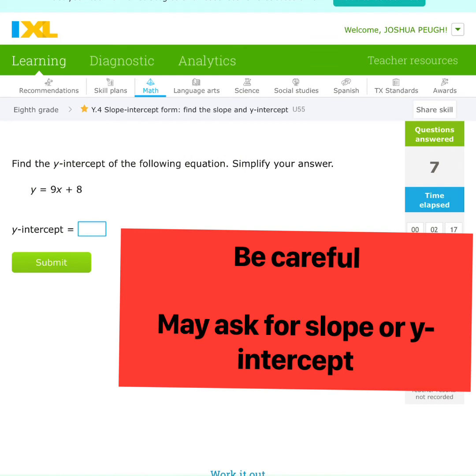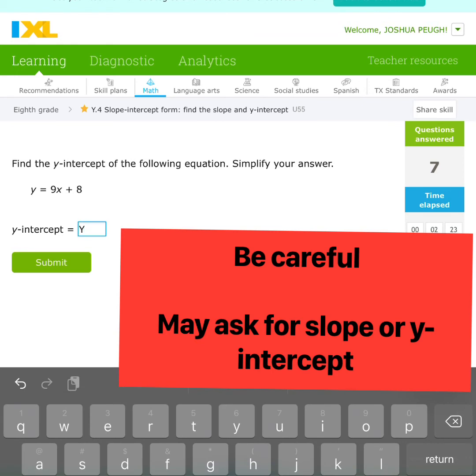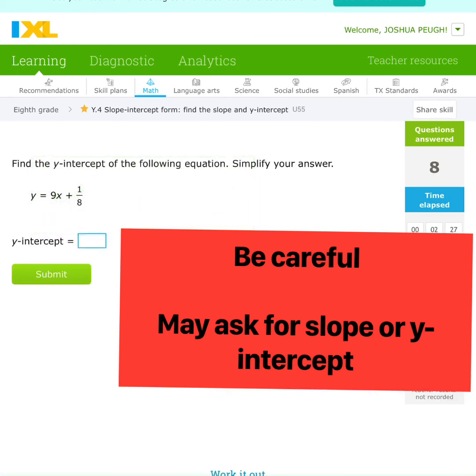Okay, so go back and forth. What's the y-intercept? Now we're looking at the second number. So 8. Just like that. Y-intercept again is 1, 8, and so on and so forth. So just be careful. Make sure you're reading the question. So now you know what the slope is. Now you know what the y-intercept is.